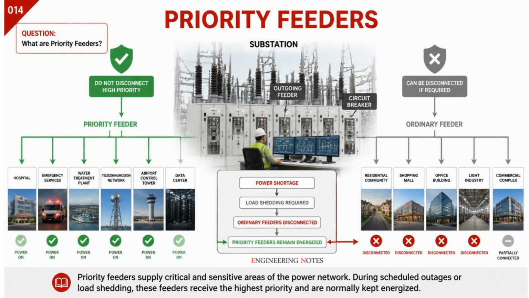When load shedding or planned power outages become necessary, priority feeders are given special consideration and are typically excluded from power interruptions whenever possible. For this reason, they have a higher priority for maintaining an uninterrupted power supply compared to ordinary feeders.